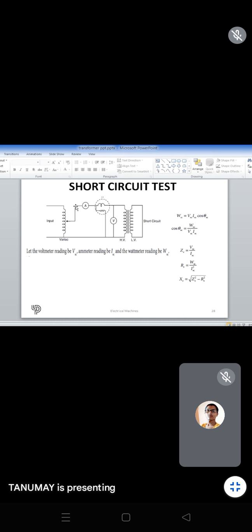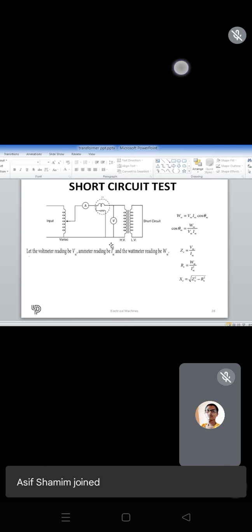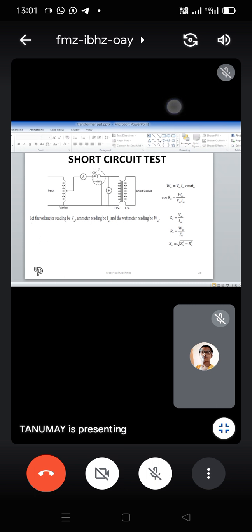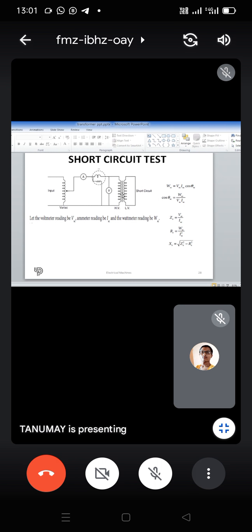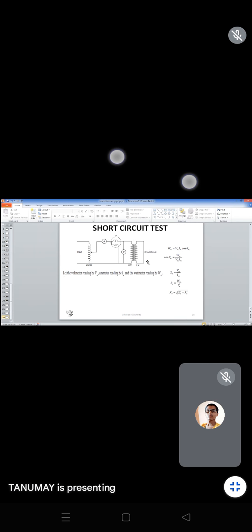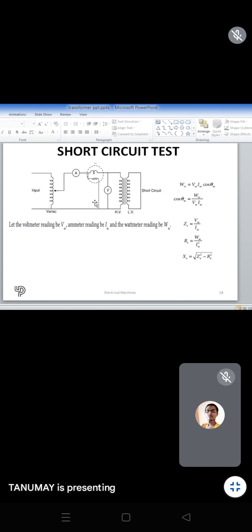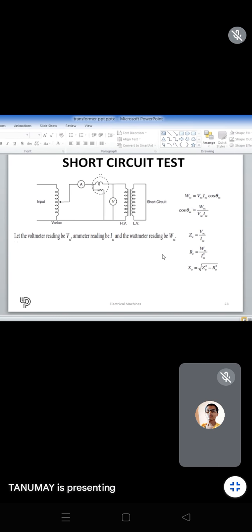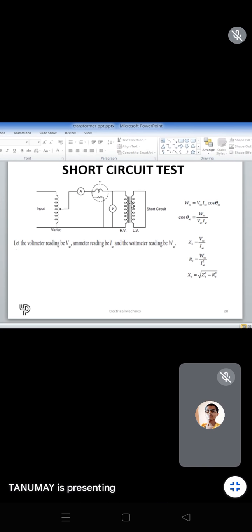In the short circuit test, you have to excite the transformer in step down transformer configuration. That means the high voltage side will be connected to the supply and the low voltage side will be short circuited. In a similar manner we connect one ammeter in series, then a wattmeter in series, then a voltmeter in parallel. Then we will get the wattmeter reading, WSC, and the supply voltage. In the short circuit test, you have to excite the transformer at its rated current.